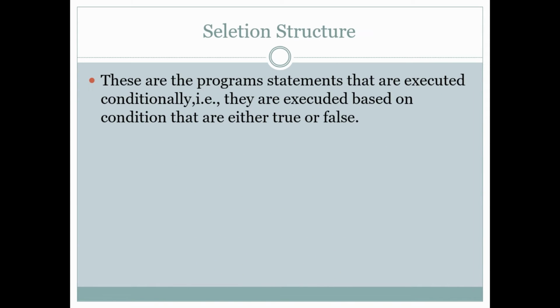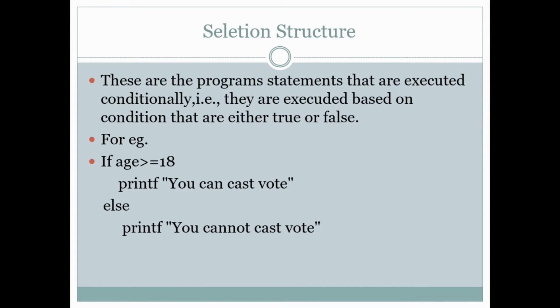Now, the selection structure. Selection structures are structures in which the program moves to another statement if the condition is true. They are based on a condition. If it is true, it will print one statement, and if it is false, it will print another statement. Here I have given an example. If the variable age contains a number greater than or equal to 18, then it will print "you can cast vote", and if the variable age contains a value lesser than 18, then it will print "you cannot cast vote".